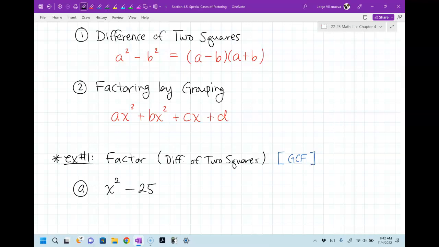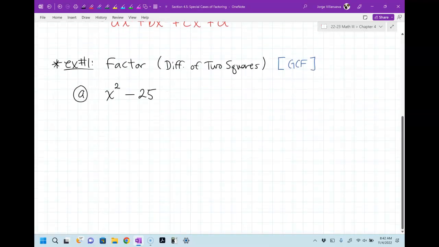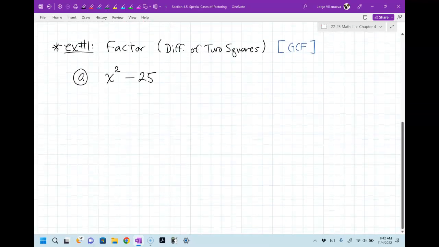So the way you know that it's a difference of two squares, or at least that you have a chance of getting a difference of two squares, is first off, you notice it's only two terms. So notice x squared and 25. And then you notice that there's a minus in there. So that's a difference of two things, right? A difference of two things.